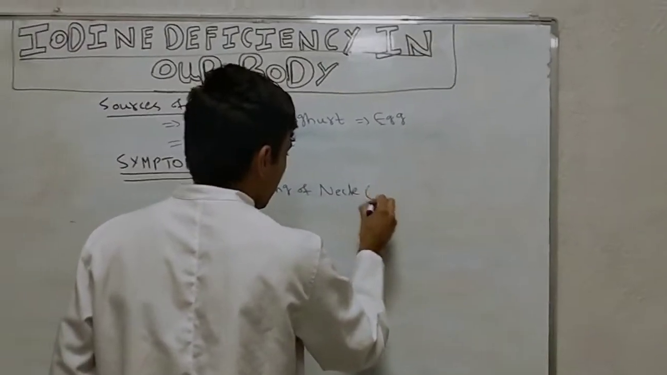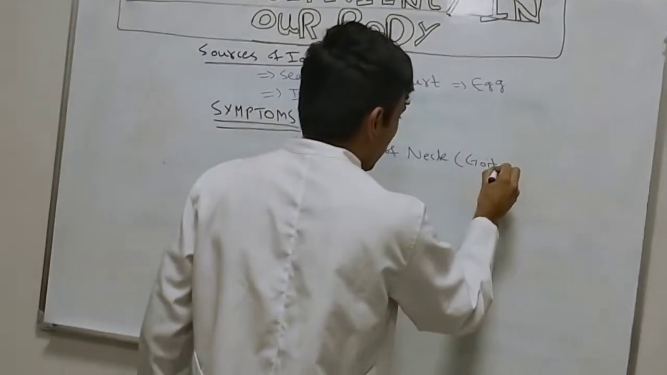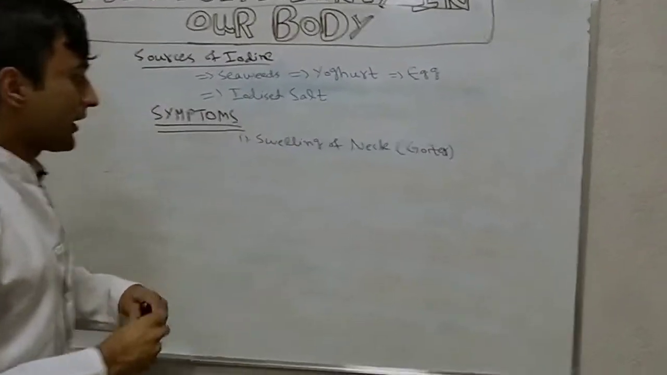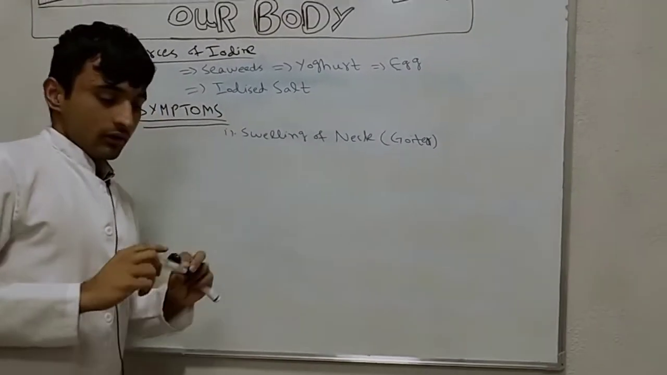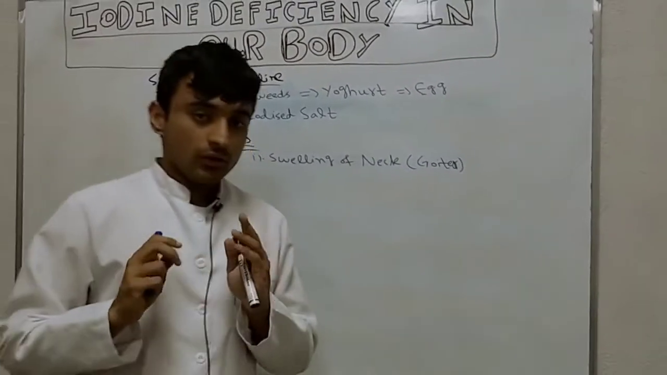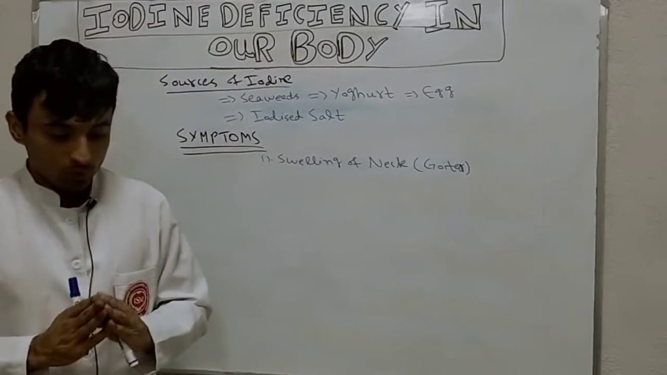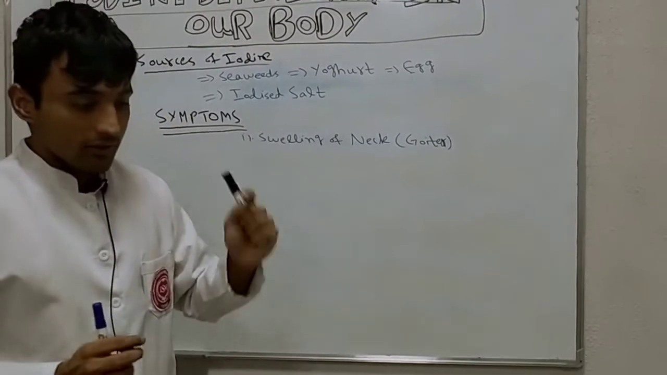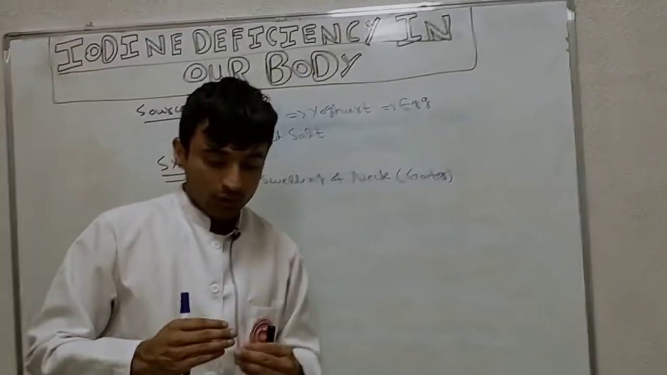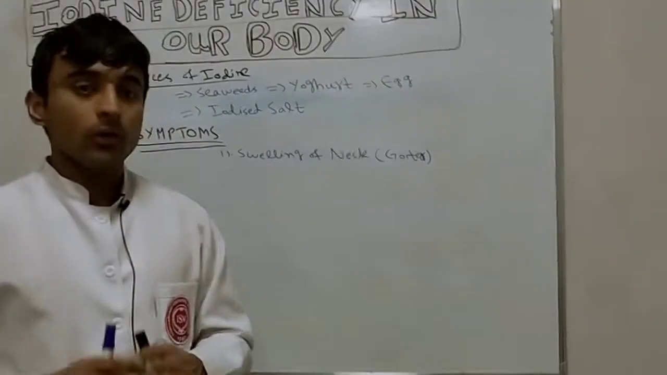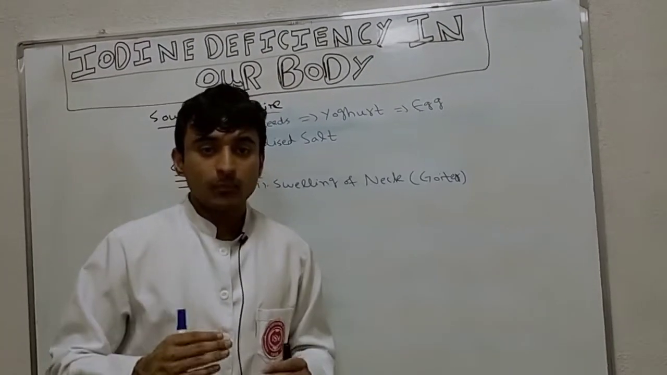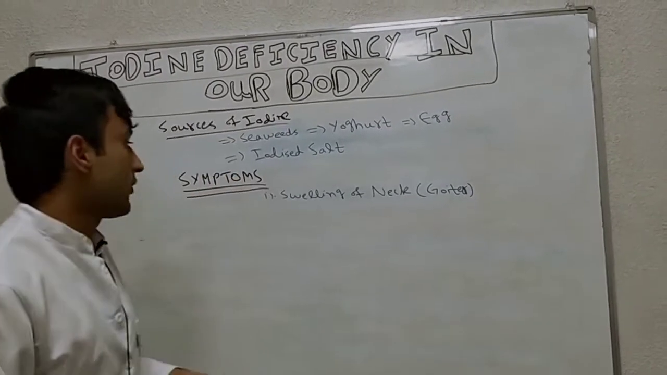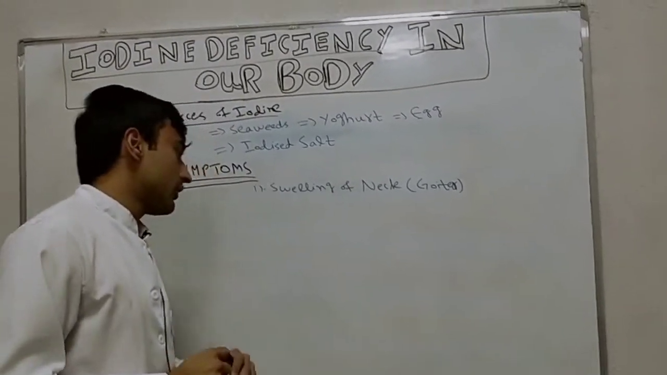Swelling of the neck, most commonly known as the goiter. Swelling of the neck occurs because the thyroid gland needs iodine in order to synthesize the thyroid hormone. If the thyroid gland is not getting enough iodine from external sources, it will forcefully try to produce the thyroid hormone, resulting in proliferation and division of cells, which causes the swelling of the neck and the enlargement of our thyroid gland.